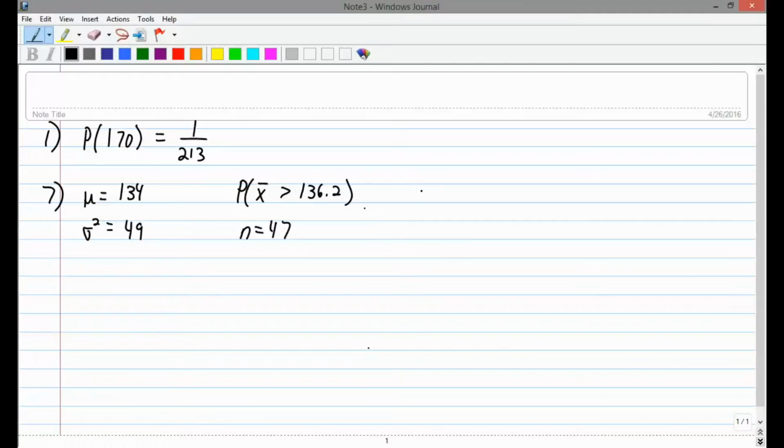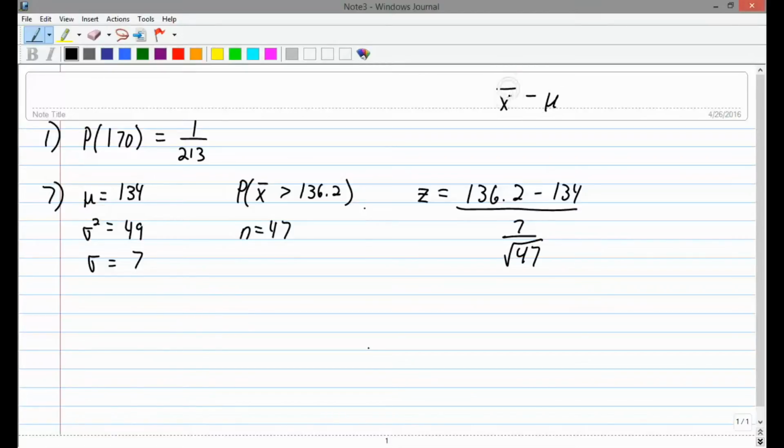Alright, so we need to find a z-score. It's going to be x bar, or the data item we're looking at, this one, minus mu, over, usually it's just sigma. Sigma is the square root of 49, so it's 7. But remember, it's sigma divided by the square root of n. So that formula is x bar minus mu, but because we're talking about means, it's usually just an x value, over sigma divided by the square root of n. That's what our z value is equal to. All right.